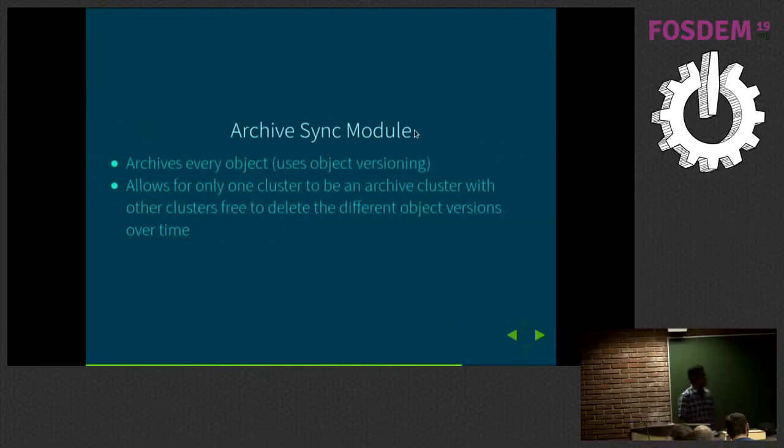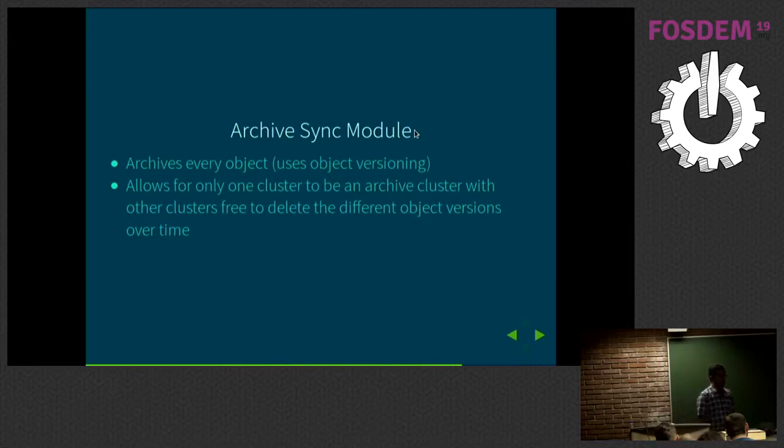This is a new feature in Nautilus, which is an archive sync module. RGW already supports a feature called object versioning, which is in S3, and which allows every object to have different versions. Every object write you create will not delete the object, but create different versions, so you can roll back and journal between different versions.